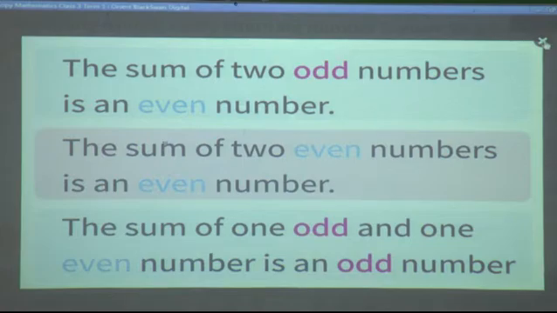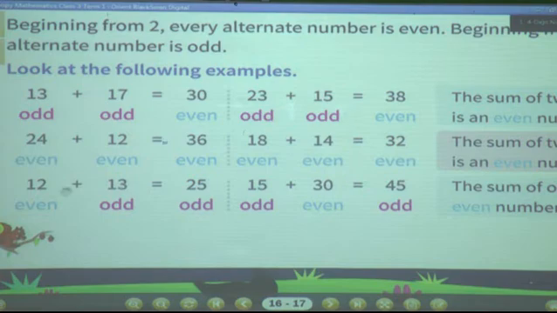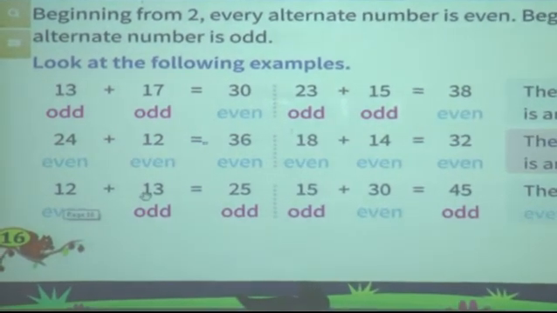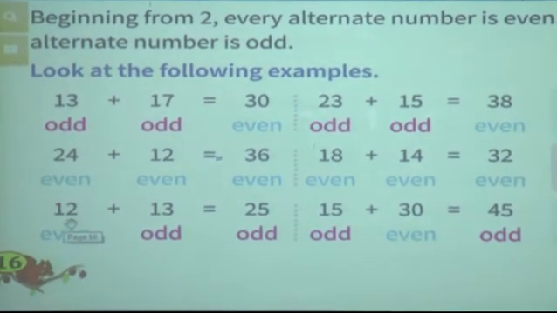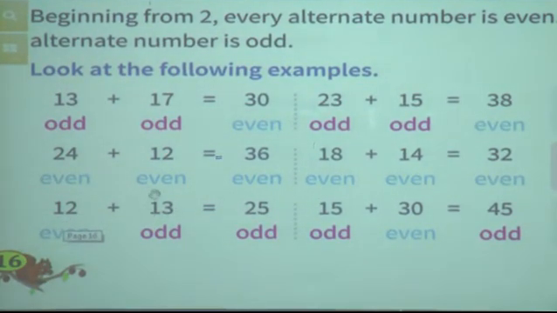Okay. Now we will see one more property. See this example, 12 plus 13. Now see this 12, 12 is an even number and 13 is an odd number. Why? Because 3 is odd. So 13 is an odd number. If we add one even number and one odd number, then what will come? The answer we got is 25, which is odd. Means what will be the property? Third property: the sum of one even number and one odd number is an odd number.